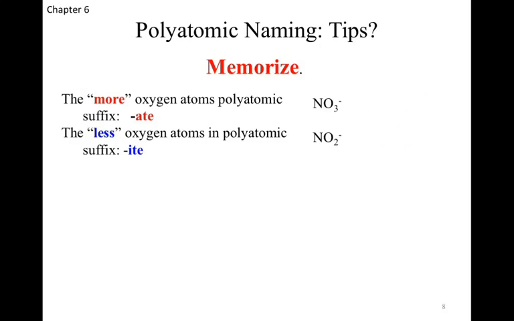So if we were going to take a look at these two compounds, we're looking at our nitrogen, and now we have to decide, is it the ate or the ite? Well, in this case, the most oxygens you can put around a nitrogen is 3, so the more oxygens, we now have nitrate for NO3 minus. For NO2 minus, you have nitrite. Okay? That's about all I can say on that.